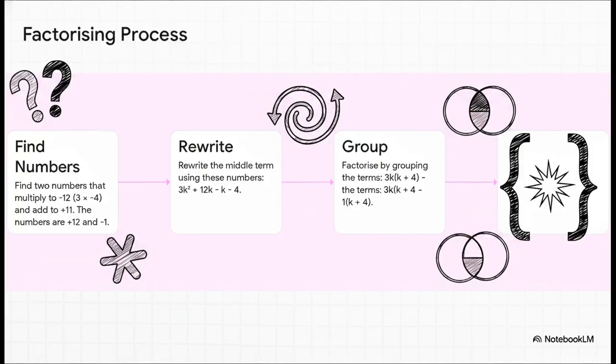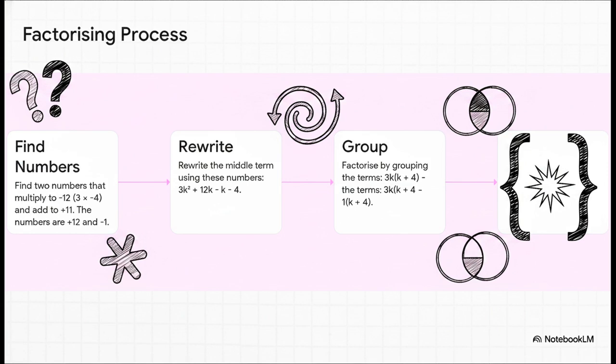Okay, so how do we do this? Well, the method is pretty solid. We're looking for 2 magic numbers. They need to multiply to give us the first number times the last number. So 3 times negative 4, which is negative 12. And at the same time, they've got to add up to that middle number, plus 11. Multiply to minus 12, add to plus 11. That's got to be plus 12 and negative 1, right?